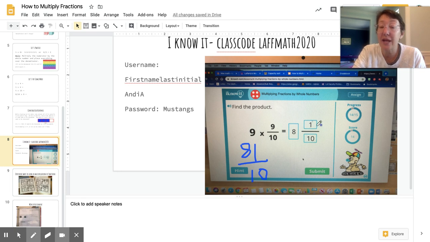So I have to ask myself, how many 10s are in 81? Well, I know that there are 8 10s in 81. If you don't know that, then you'll have to break this down and decompose it into 10 tenths plus 10 tenths plus 10 tenths plus 10 tenths plus 10 tenths. You have to do that 8 times. And then you will have 1/10 left over.